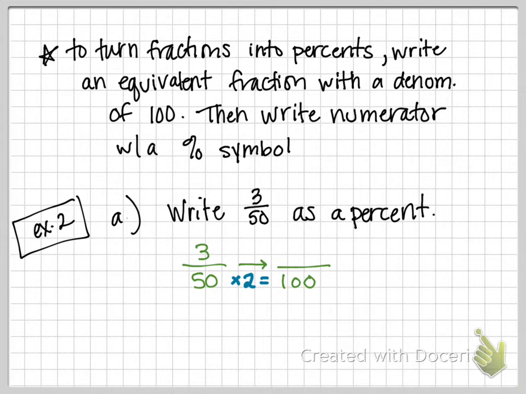And in order for the fraction to be equivalent, we need to do the same thing in the numerator. 3 times 2 is 6. So now we have 6 over 100, or 6, and put a percent sign on it. Take our numerator and put a percent sign on it. When your denominator is 100, you can take your numerator and stick a percent sign on it, and now you have a percent from a fraction.